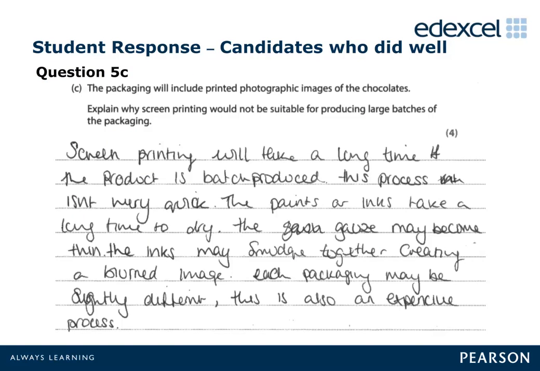Moving on to question 5C. This is a further example of an explain question, and therefore required candidates to provide two valid points with a related justification or expansion of the point. The question focuses on the unsuitability of screen printing for the production of a large batch of packaging, and although comparisons with other forms of printing were not asked for, where a disadvantage was given which makes a valid comparison with a different process, credit was given.